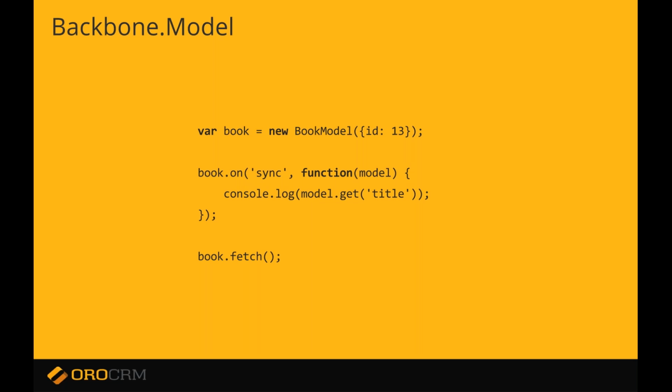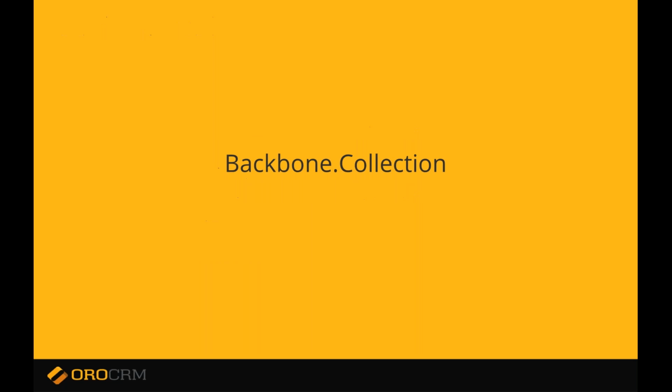The other way to use a model is when we define only the ID of the model, and in the same way we can define a sync event and invoke the fetch method of the model in order to load data from servers. So that ID will be added to our URL root, and data will be fetched from the server, and after that we can see what the title of that book is.